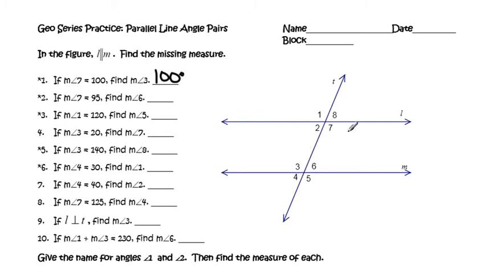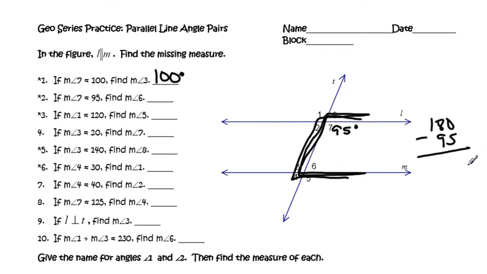Number 2, if the measure of angle 7 is 95 degrees, we want to find the measure of angle 6. And we see that 7 and 6 are consecutive interior angles. And consecutive interior angles are the one angle relationship where they are not congruent, they are supplementary. So if the measure of angle 7 is 95, we would take that away from 180 and we would get 85 degrees.